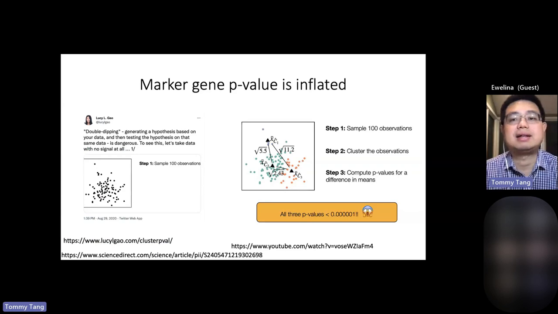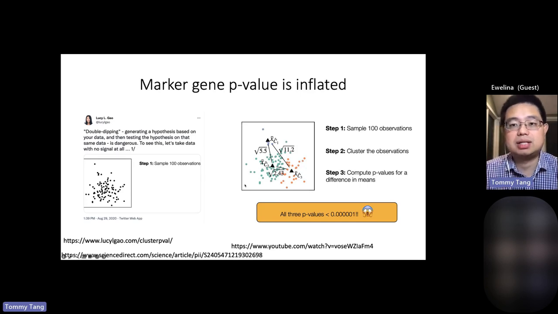So after you define the clusters, you want to find the marker genes for each cluster. However, the marker gene p-value is inflated. This is the problem of double dipping. Double dipping means you generate a hypothesis based on your data and then test the hypothesis on that same data.